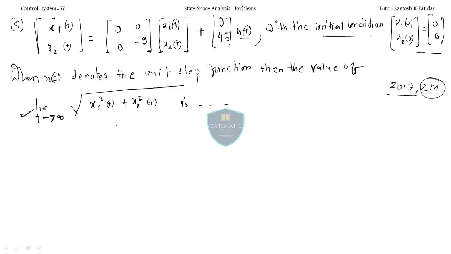So indirectly what they are saying is, find out x1(t) and x2(t), put them in this equation and find the solution as t tends to infinity.